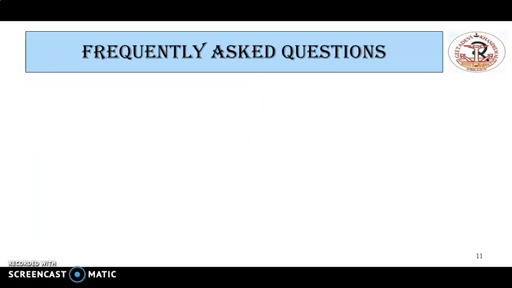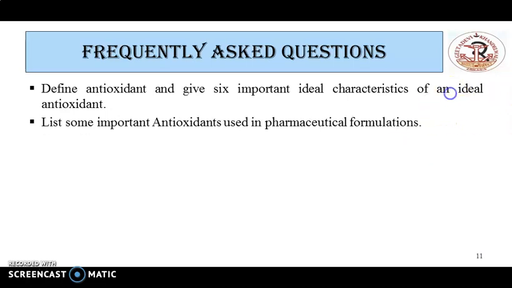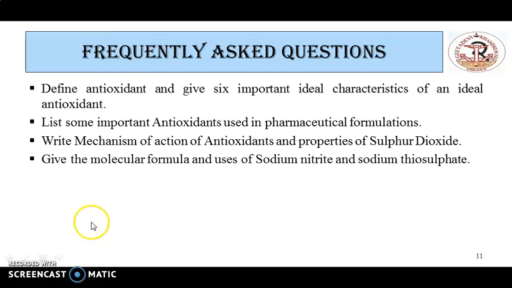Then these are the frequently asked questions from this chapter. Define antioxidant and give 6 important characteristics of an ideal antioxidant. List some important antioxidants used in pharmaceutical formulations. You just have to name the official antioxidants like hypophosphorus acid, sulfur dioxide, sodium bisulfite, etc. The next is write the mechanism of action of antioxidants, then give the molecular formula and uses of sodium nitrate and sodium thiosulfate.